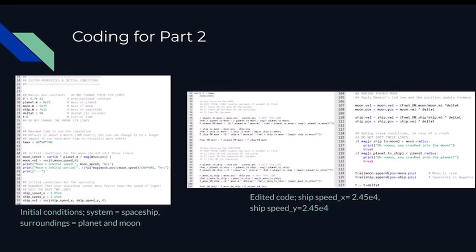And for part 2, we have our coding here, our initial conditions, which you can see to the left here. And then on the right, we have, again, all of our models applied. And the system is the spaceship, and the surroundings are the planet and moon. I have noted the ship's speed for the x value and the y value, which gives us our initial velocity.